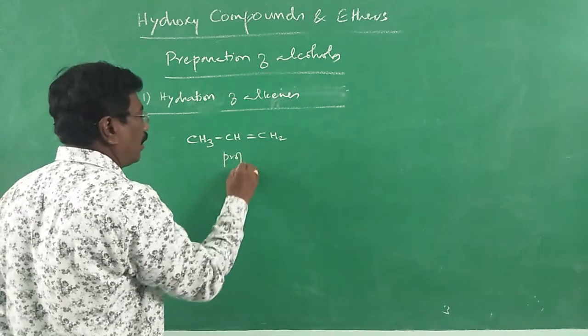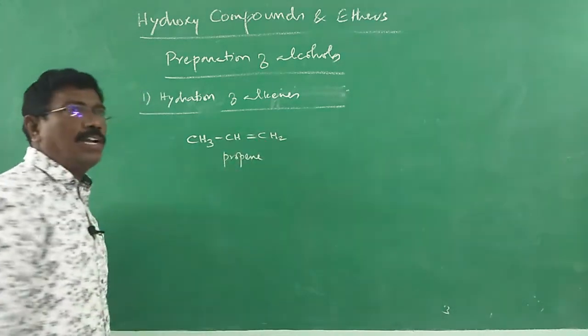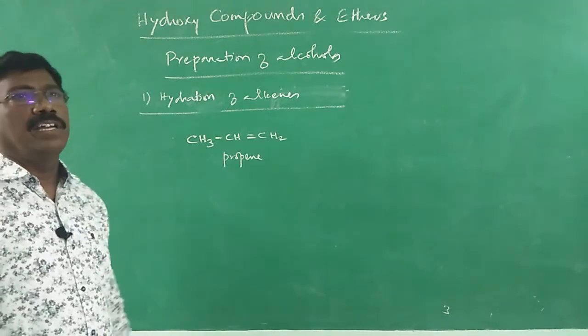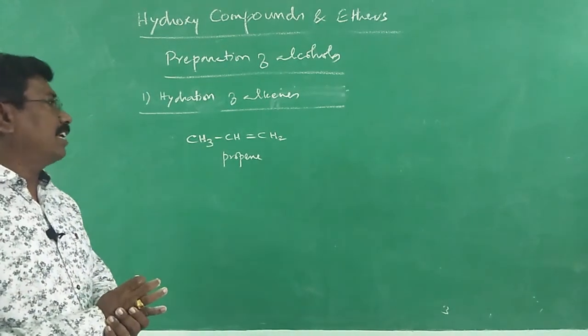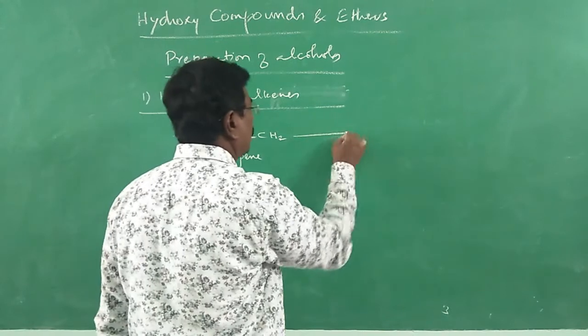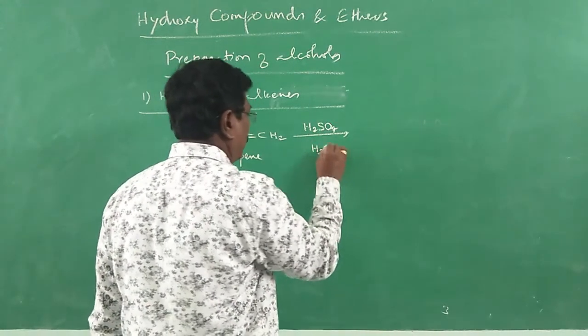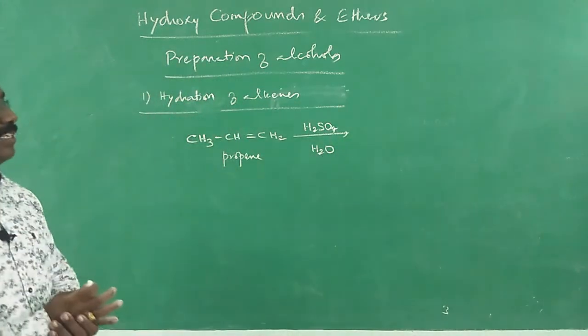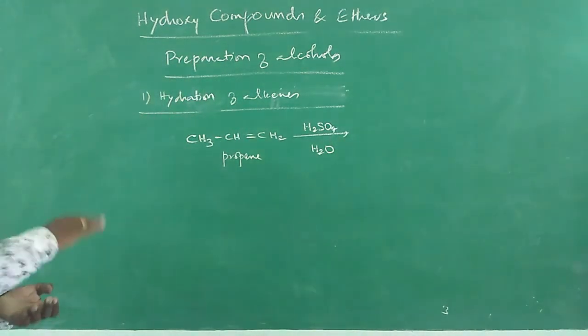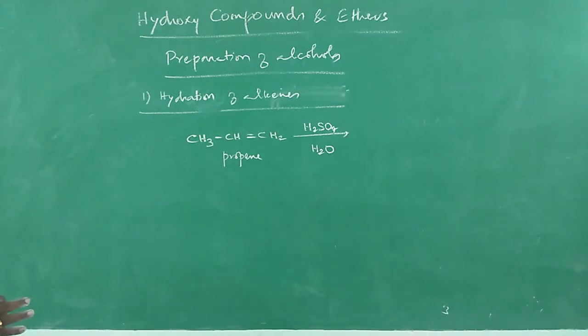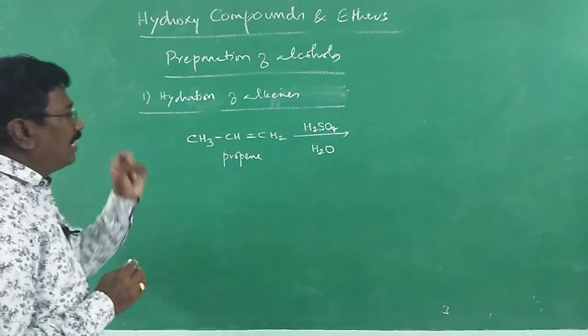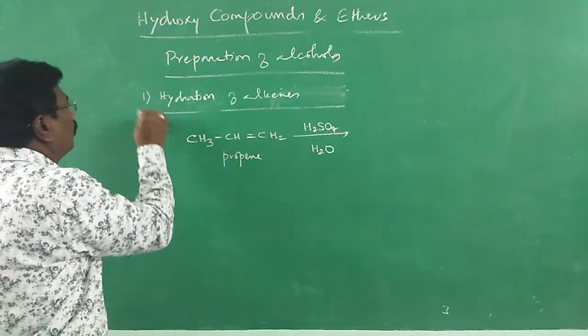Propene. When propene is made to react with, say, concentrated sulfuric acid, in the presence of sulfuric acid, hydrolysis. The acid catalyzes hydration. Protonation takes place first, and therefore we call it hydration, addition of water. In the presence of sulfuric acid, first the protonation occurs, followed by water addition. Here, the addition takes place as per Markovnikov's rule.